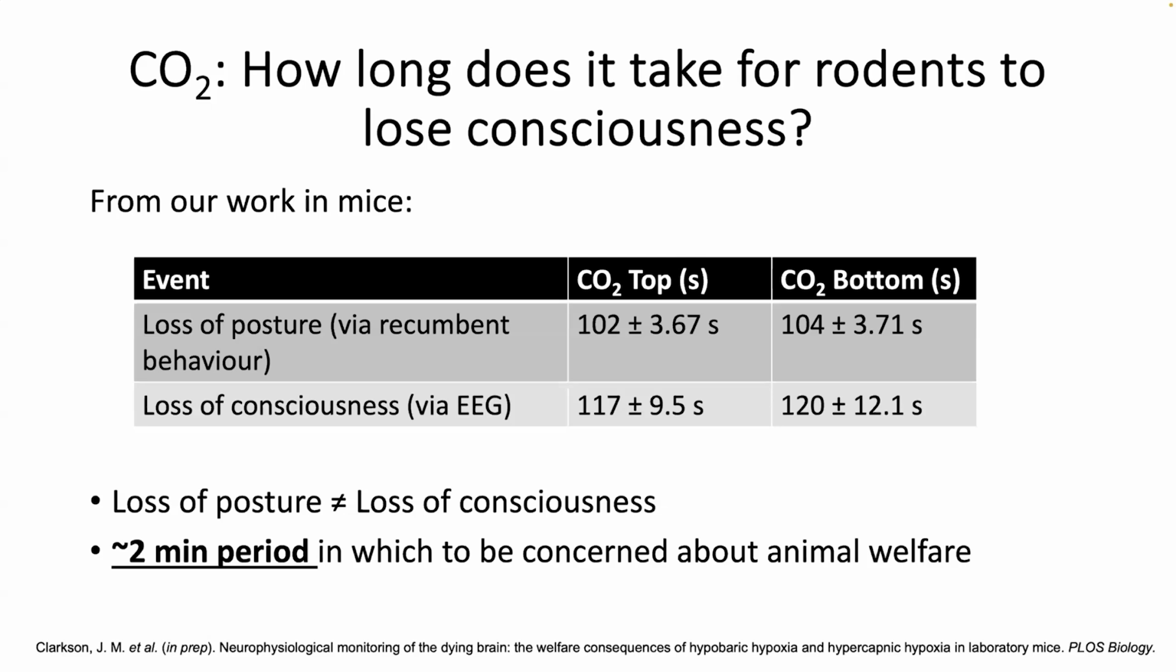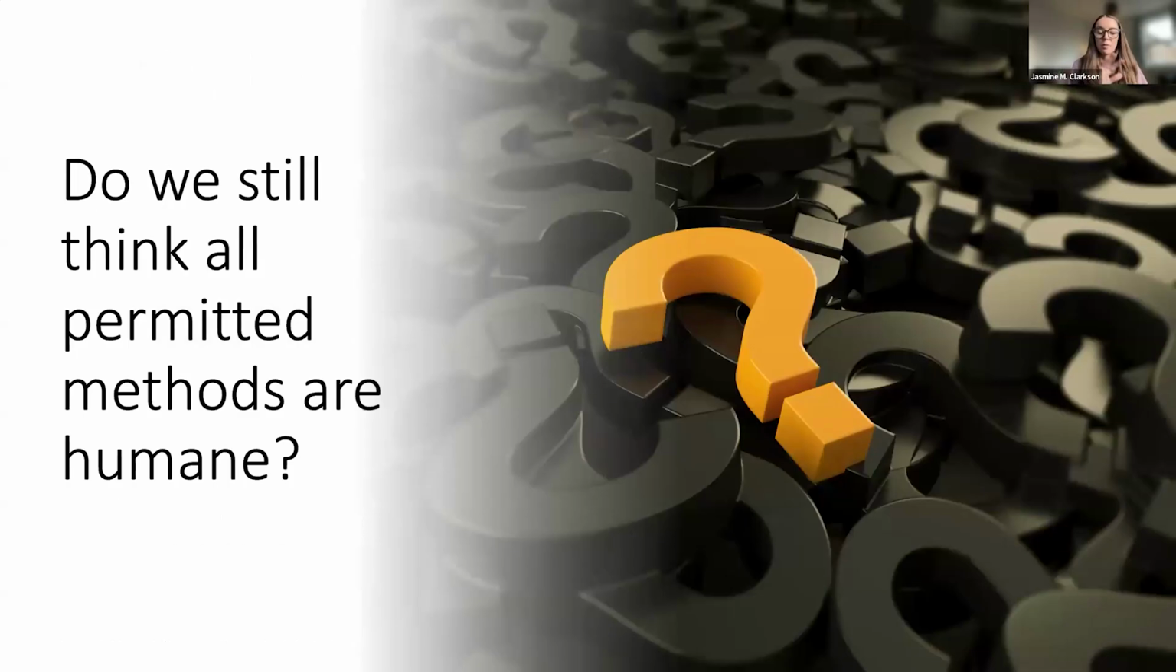However, what was really interesting from our work is also that loss of posture, so when the animal becomes recumbent, was actually occurring much sooner than their brain activity was showing loss of consciousness. And therefore, for me, this raises concerns that the animal is simply incapable of moving, and we're sometimes increasing gas levels at that point. And therefore, there is the possibility that they are fully conscious still at relatively high concentrations of CO2.